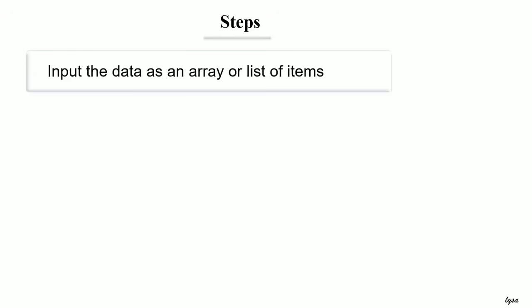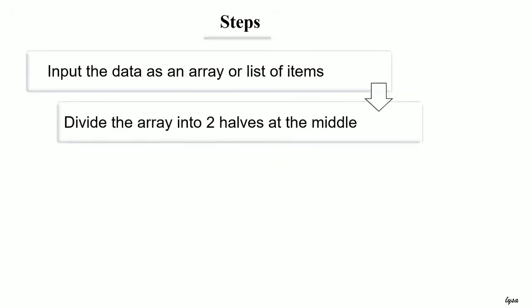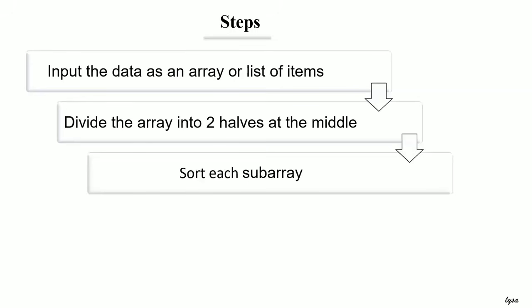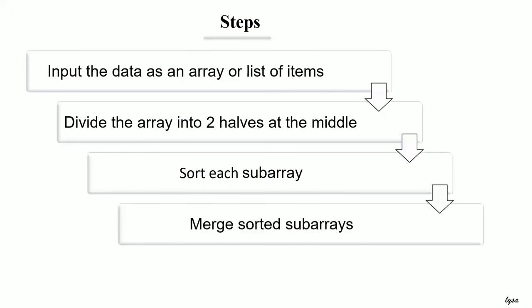The steps involved in merge sort are as follows. Input the data. Either you can input it as a list of elements or array of elements. Then we will divide the array into two halves at the middle, and we will sort each subarray separately. And finally, we will merge the sorted subarrays. Before we look at merge sort specifically, let's see how divide and conquer generally works, which is the basis behind merge sort. I take a problem.